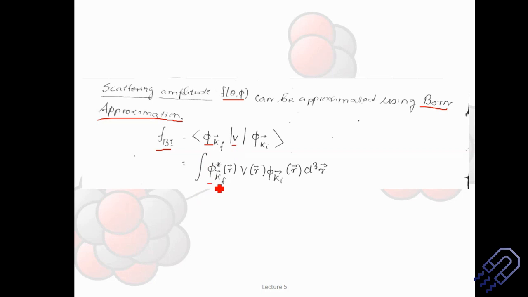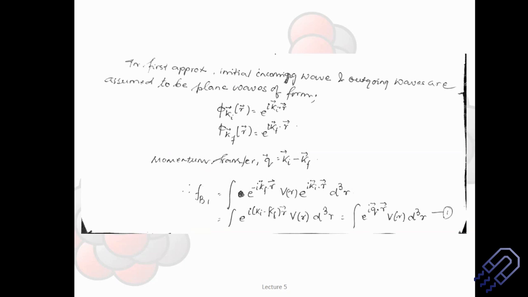I will take the final wave function and the initial wave function, and we are going to find out the potential. But I don't know the potential until now, so I'm just going to assume a form. Of course, we are considering it in three-dimensional space, so d3r. This is something very important from quantum mechanics.